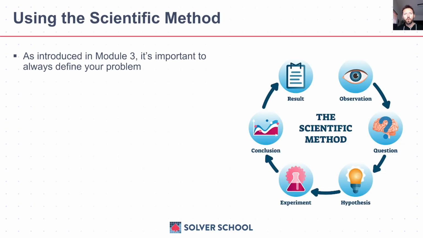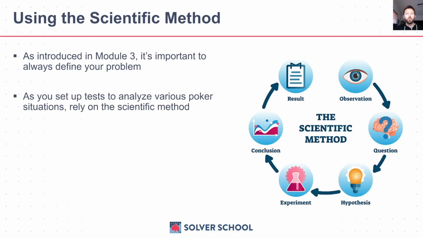As I've introduced in Module 3, it's important to always define your problem. And when you define your problem, you're going to set up tests to be able to solve that problem. And when you do set up those tests to analyze poker scenarios, I recommend that you rely on the scientific method. The scientific method is not anything that I invented, it's not even something that's specific to poker. The scientific method is applicable to a large swath of problems throughout all of life, and it boils solving problems down into the 6 steps on the right-hand side of the screen.